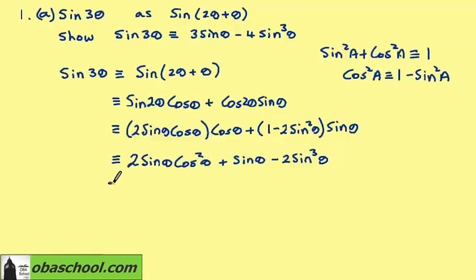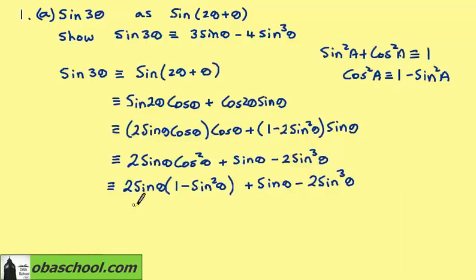Substitute this in here, and we get 2 sine theta times 1 minus sine squared theta plus the sine theta, take away 2 sine cubed theta. Expanding the bracket, we get 2 sine theta times 1, which is 2 sine theta, 2 sine theta times minus sine squared theta, which is minus 2 sine cubed theta. Then we have the sine theta and the minus 2 sine cubed theta.